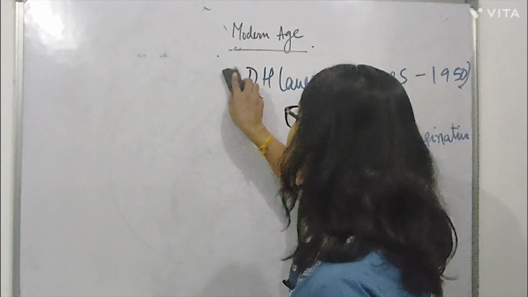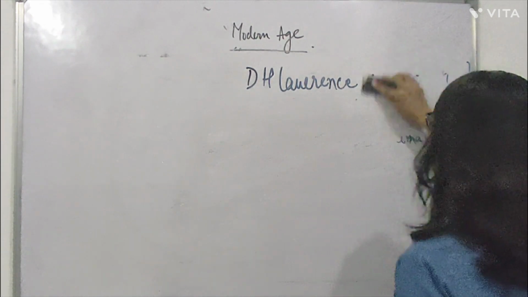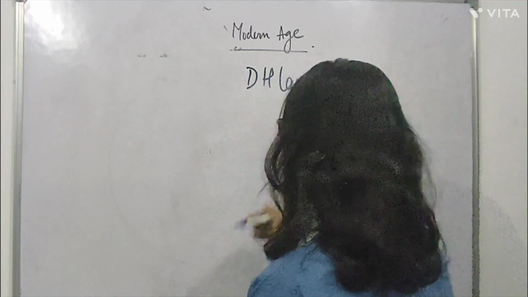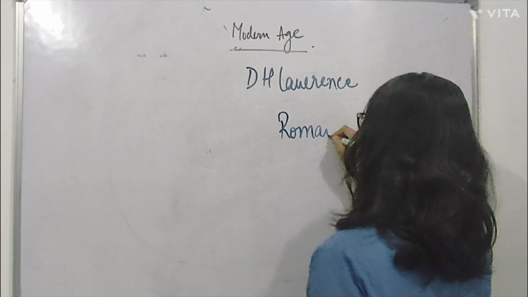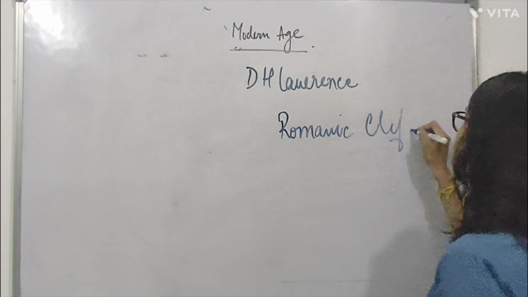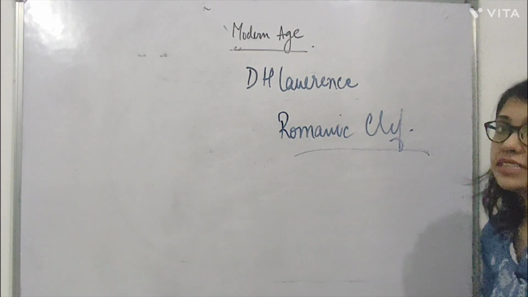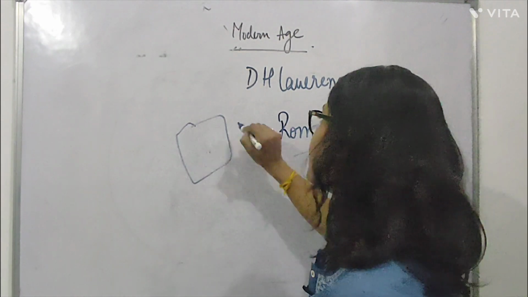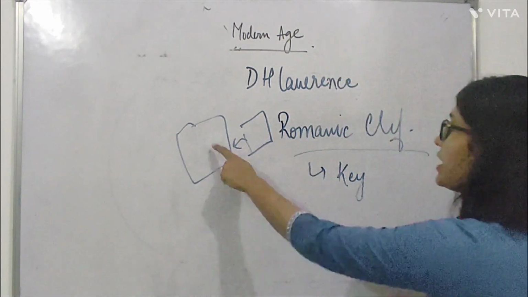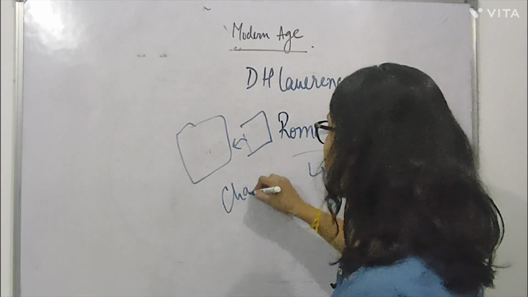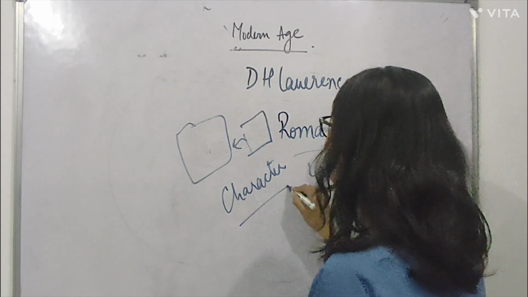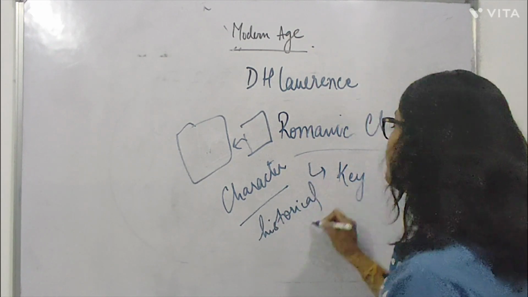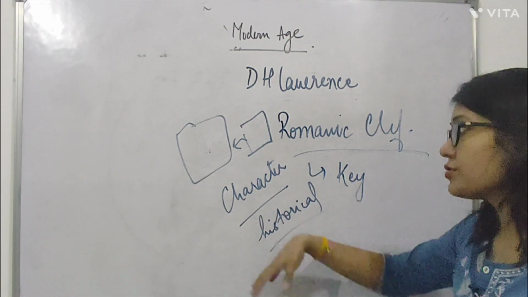Other things about D.H. Lawrence: he used to write these kind of novels that were romantic clef. What are romantic clefs? Romantic clefs are the novels that are written with a different key. There's a book, then there is a key to that book. So here in the book, the characters are represented through historical figures. Okay, so in the key you would find different historical references to the characters.